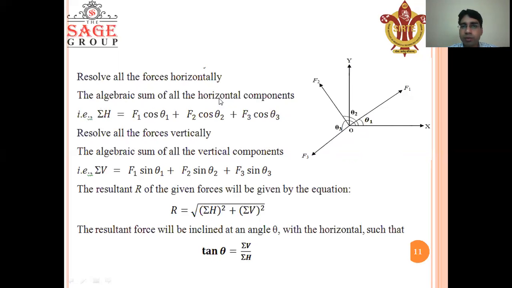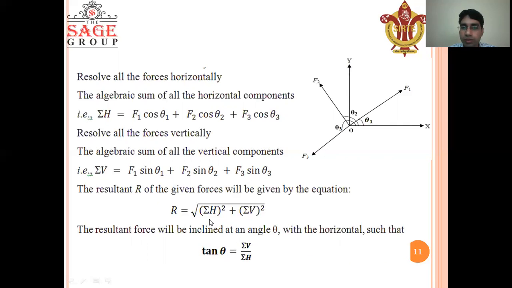Now, the algebraic sum of all horizontal components. How can we calculate it? First of all, we have to resolve all the forces: first resolve F1, then F2, then F3, in x direction and y direction. After this we have to write the algebraic sum of all horizontal components, that means all the x direction components, and all vertical components, that means in the vertical direction. After this, the resultant of the given forces will be R equals the square root of summation of H squared plus summation of V squared, where summation of H is the algebraic sum of all the horizontal components, and summation of V is the algebraic sum of all the vertical components. That gives the resultant force R.